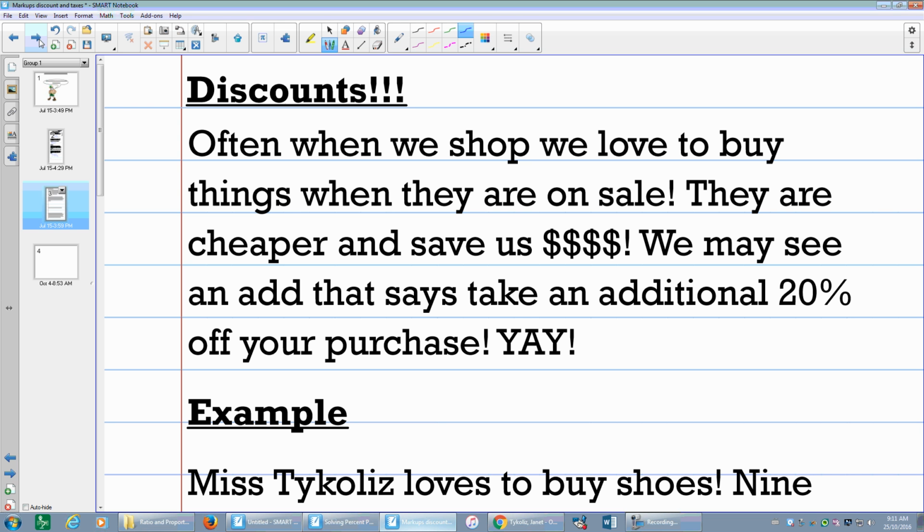Okay, discounts. Discounts are awesome. Often when we shop, we love to buy things when they are on sale. They are cheaper and they save us money, which we all love. We may see an ad that says, take an additional 20% off your purchase, which is awesome.